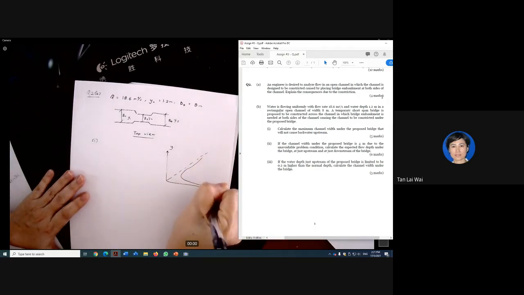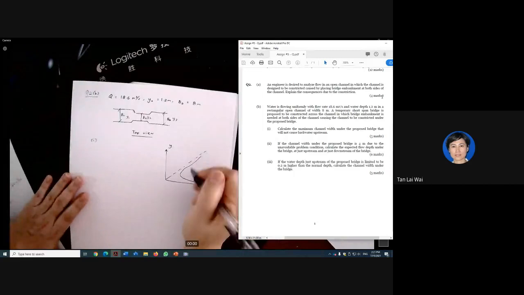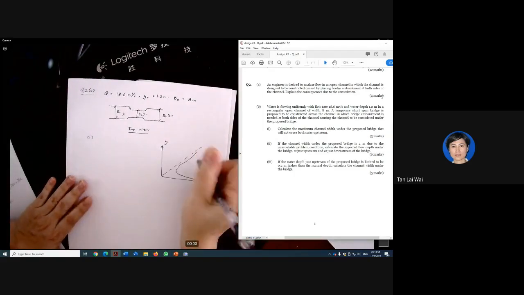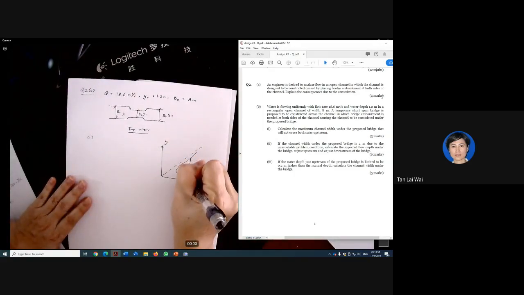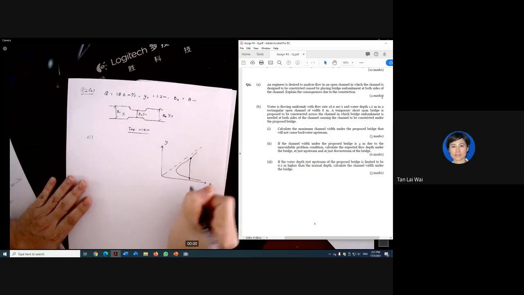Okay, it's a bit crooked, eh? Okay, it's supposed to be a smooth line, right? I don't know whether my y naught is here or here, but I'm going to have my E naught here.